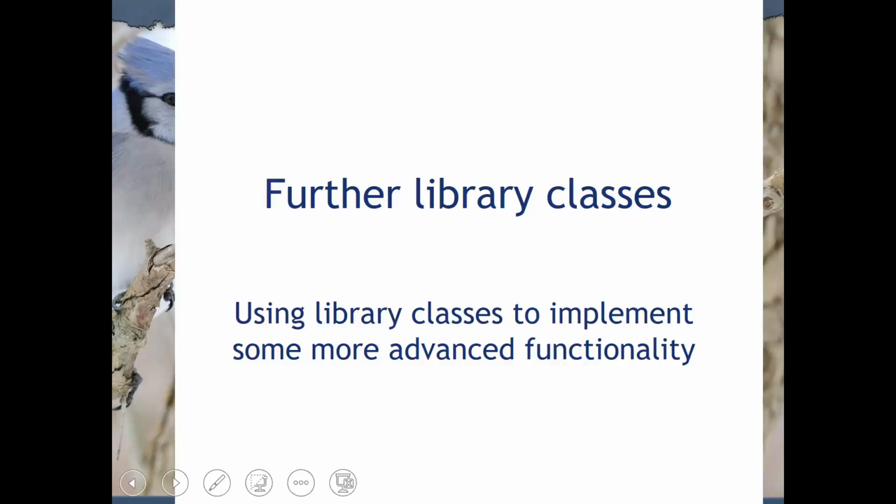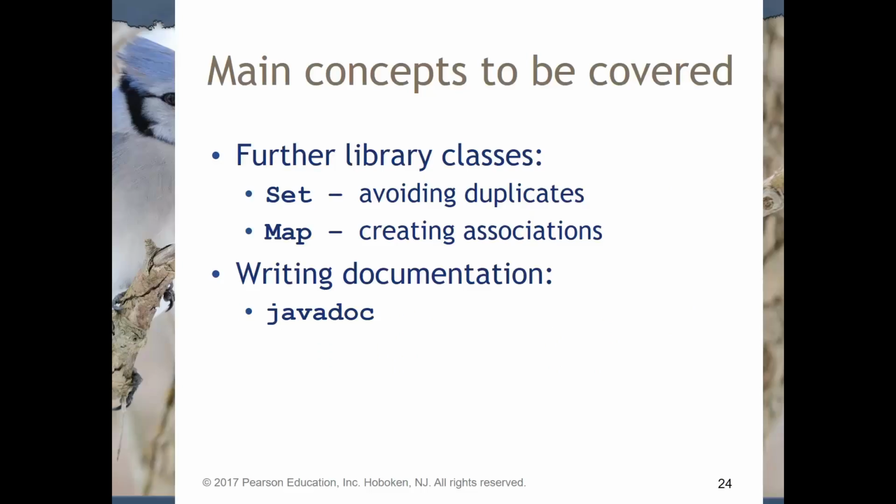This is a continuation of Chapter 6, further library classes, using library classes to implement some more advanced functionality. Concepts to be covered in this portion of the lecture are set and map. These are helpful in creating associations and avoiding duplicates. They have some very specific things attached to them, so it's important that you understand these and go from there.